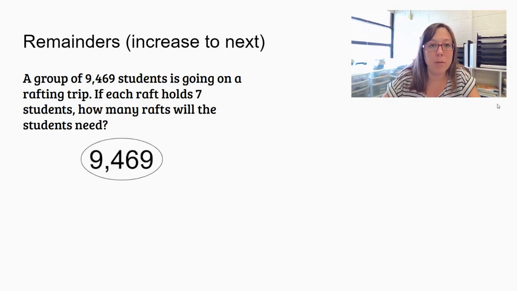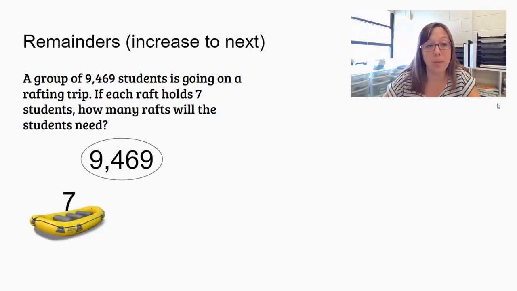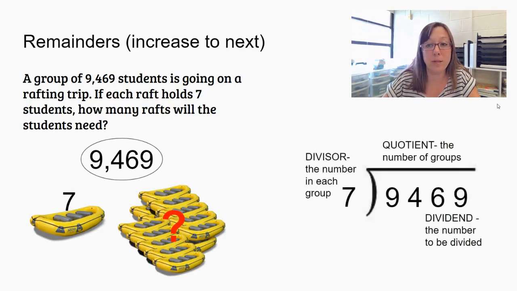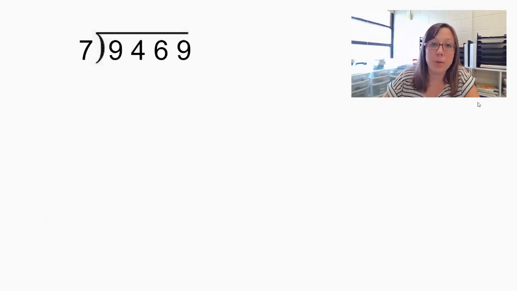So I know I have a lot of students, 9,469 of them, and they're going on a rafting trip, and they need rafts, and each raft holds 7. So how many rafts will they need? I know how many goes in each group. I need to know how many groups. In this case, my dividend, 9,469, is divided by 7, the number in each group, in order to find out the number of groups. Let's use the standard algorithm for this one.